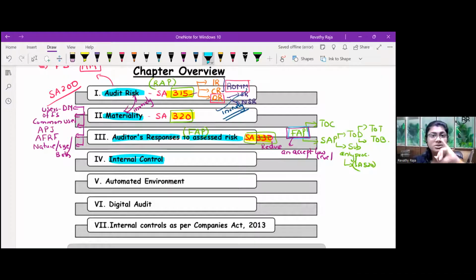Internal control is the policy which is designed, implemented, and maintained by management, TCWG, and other personnel to provide reasonable assurance on 4 things: reliability of financial reporting, efficiency and effectiveness of operations, safeguarding of assets, and compliance with law. What? Internal control without compliance with law, right? Now, internal control mainly has 4 objectives.